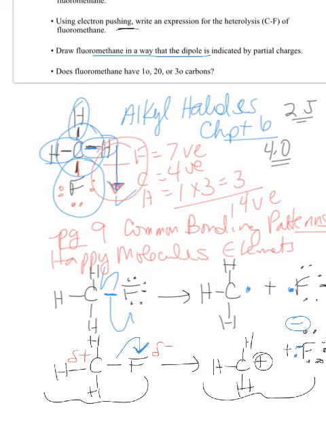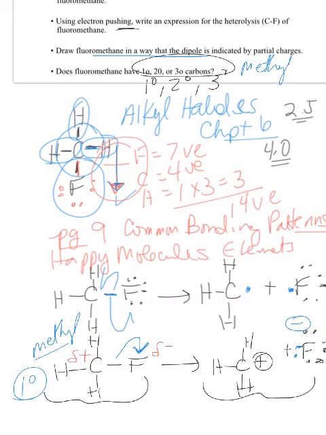And then the next question, does fluoromethane have primary, secondary, or tertiary carbons? Basically this is a primary. It actually would be a methyl. So I don't even really like that question. I would say this is a methyl. So the carbon is not connected to another carbon, so it's a methyl carbon.